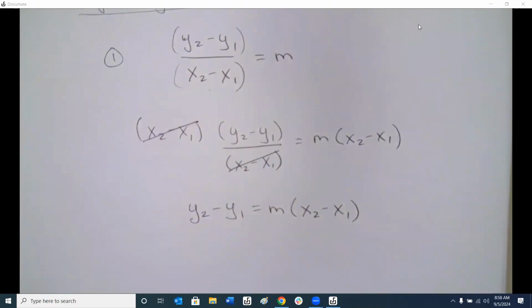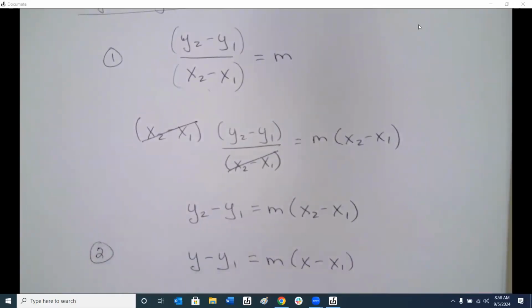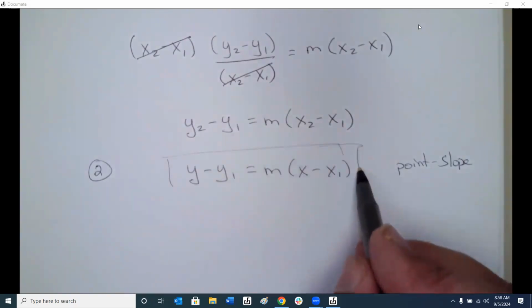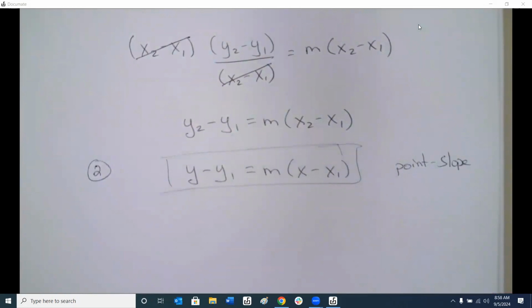And remember, it has to be an equation, so you have to have an x and y value in there. So we get rid of the x2, y2. So it just becomes y minus y1 equals m times x minus x1. And that's our point slope formula.